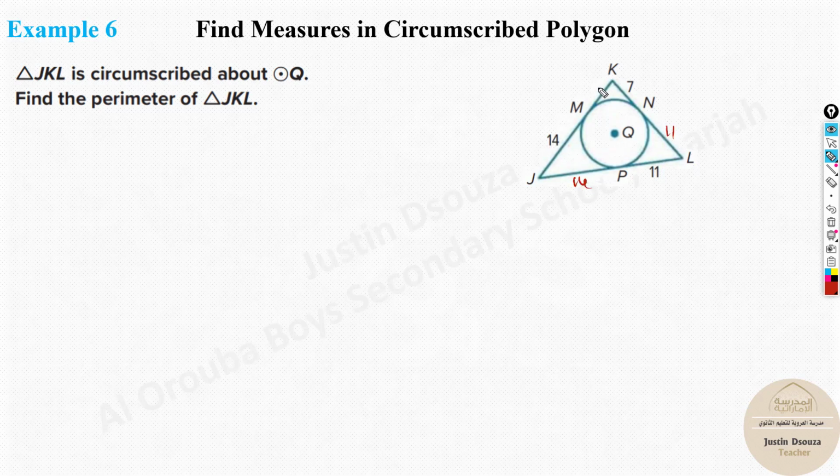This is 11, this is 11, 7 and 7. So if you want to find the perimeter of the triangle JKL, just add them all up. 14 plus 14, you can just do times 2. So 11 plus 11, instead of that I'll write 11 times 2 is 22, plus 14 times 3, so we know it is 42 plus 22. The answer would be 64. This is the perimeter.